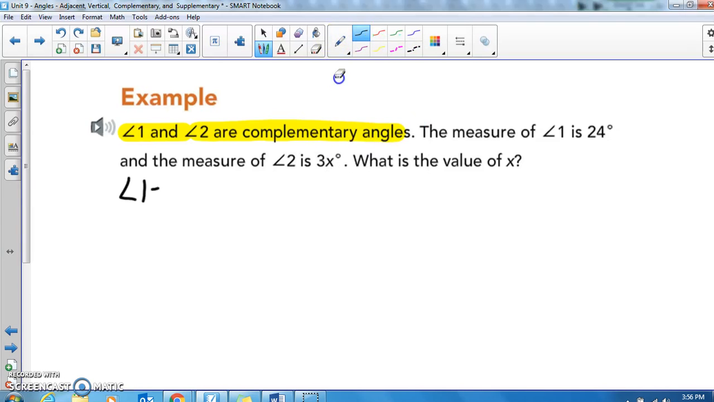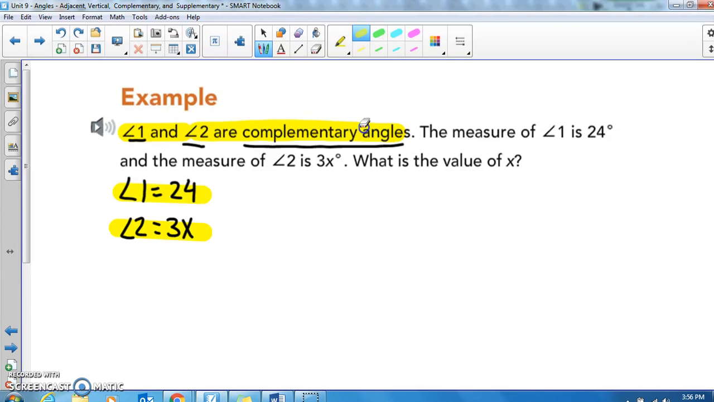We know angle 1 equals 24 degrees. We know angle 2 is 3x. And we know that angle 1 and angle 2 are complementary angles. So, please copy the information I have highlighted, that gives us some general information. And what we want to do is figure out the value of x. It tells us in the problem that angle 1 and angle 2 are complementary.